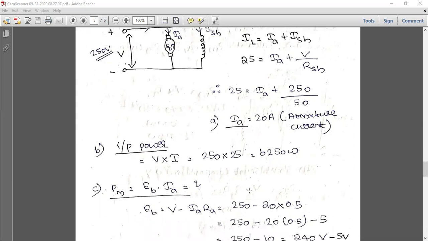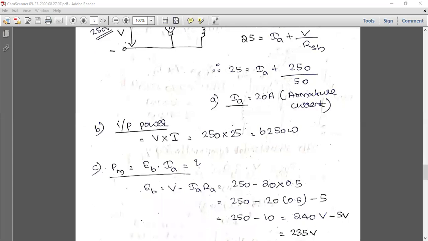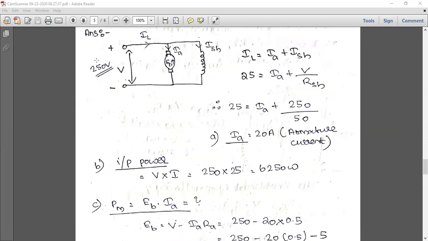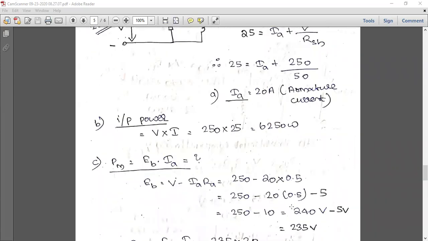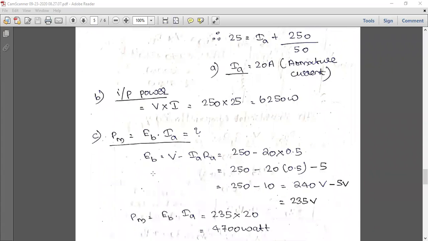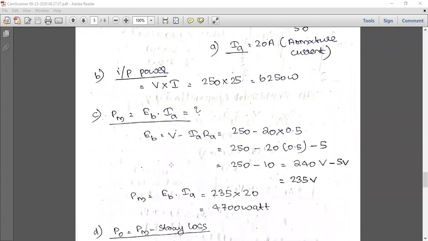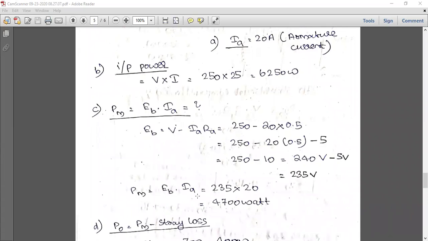Then the mechanical power is asked. I told you we have its electrical equivalent, which is back EMF into armature current. So we have EB is equal to V minus IARA. All these things are already given. So we found out V minus IARA. Then PM is equal to EB into IA, so 235 into 20 is 4,700 watts. That's PM.